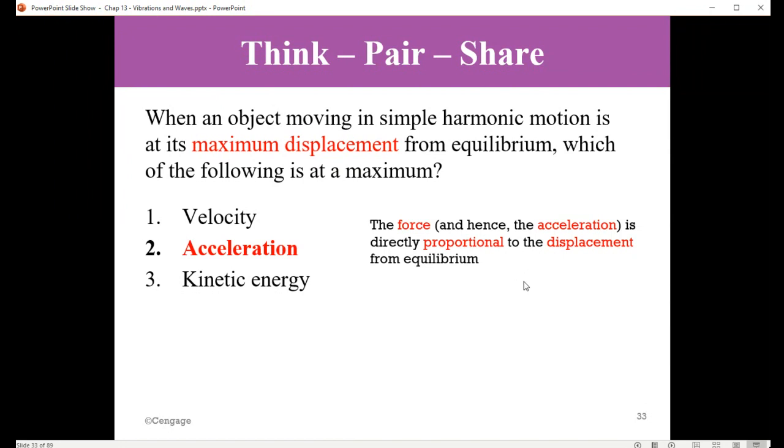The right answer for this one is 2. Oh, because, okay. It makes sense, yeah. So here, the acceleration is directly proportional to the displacement, and the displacement, we define it, the change in position, right? The value of x away from the equilibrium position.